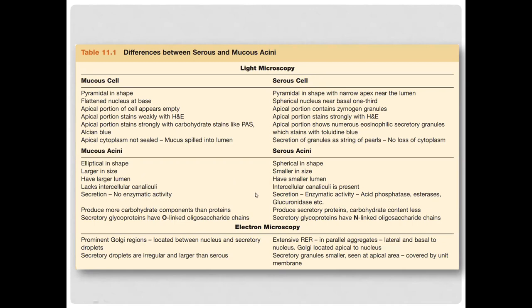And when a group of cells comes together, it is called the acini. So the general shape, elliptical or spherical, the lumen shapes, the intercellular canaliculi, and the secretion types and product types can be the major differences between the acini. And in the electron microscope also, the granule differences and the organelle differences can be seen.